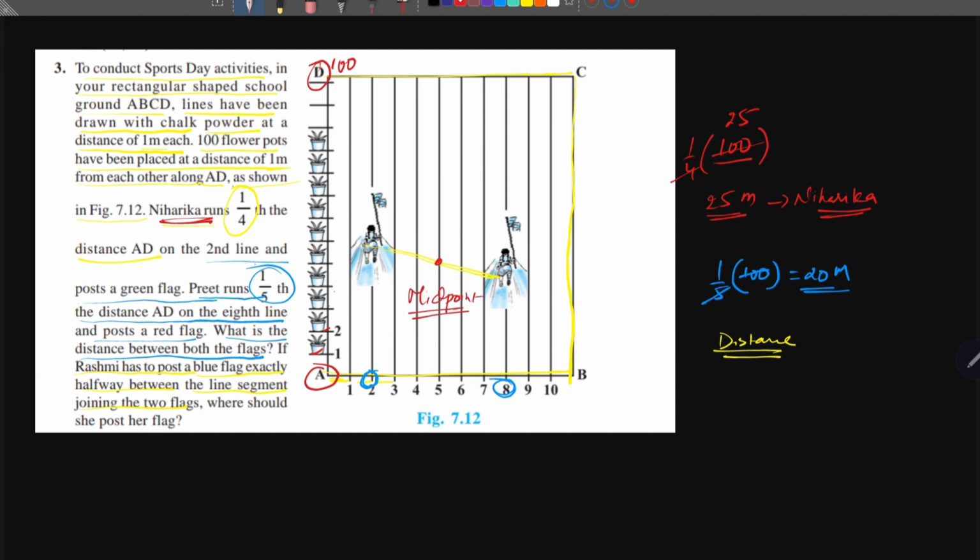Okay, how to find the midpoint? So by using the section formula only. First we'll do the distance formula. To find the distance we need to locate the points. So where are they located? First we'll fix Niharika's location.